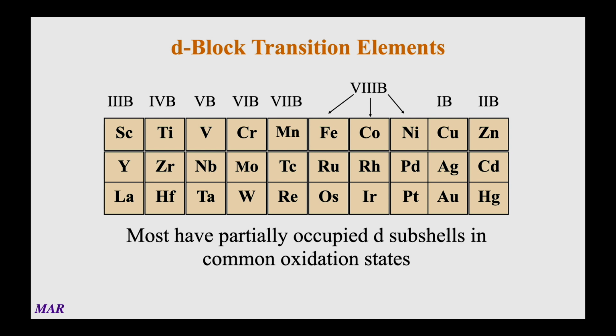Anyway, it says they mostly have partially occupied d subshells in common oxidation states. Now, oxidation state is just a fancy way to say a metal with a charge. All metals like to lose electrons, but if you remember, with all of the transition metals, they will lose the beginning s electrons first before they lose the d electrons. So for example, scandium has an argon core. It's 4s2 3d1. And if it becomes a positive 2 scandium, it's not the 3d electron that comes out first, it's actually the 4s.